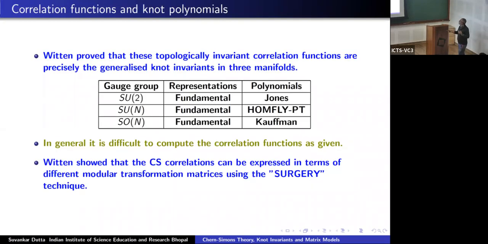Polynomials, if you do it from a mathematics point of view, you define some variable Q, and the Jones polynomials are polynomials of Q. When you come from Chern-Simons theory, this Q turns out to be e to the power 2 pi i by (k plus N).